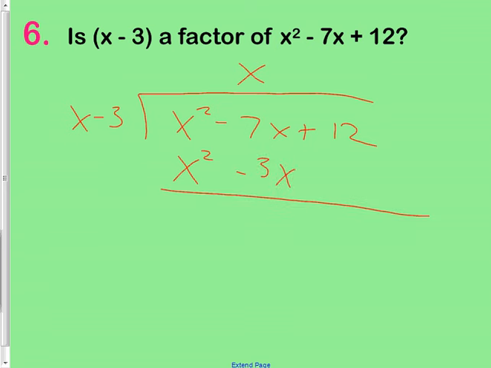Draw the line, and here's where a lot of people screw up. They just jump right into the problem and cancel these out, and you can't do that. Don't forget to change both signs first. This changes to negative, this changes to positive. Now I can make these cancel. Now I can put these together and I won't screw it up. That's not 10, it's going to be negative 4x. Then I bring down the 12.